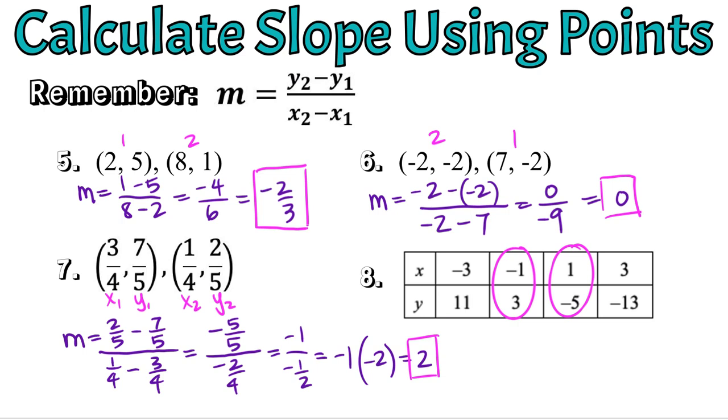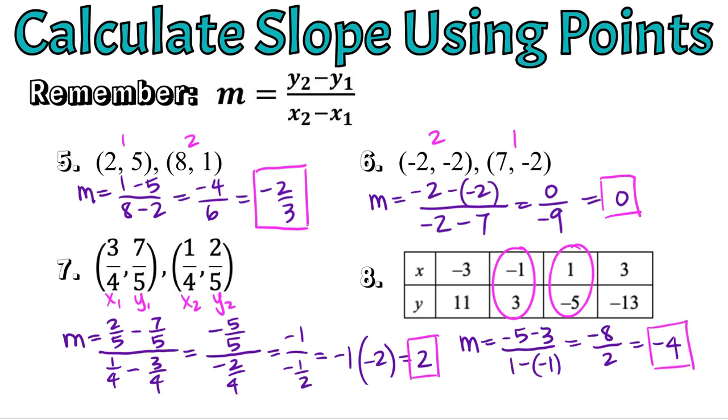So regardless of which 2 points you choose to calculate slope, you will get the same slope. So m equals, and we're going to say -5 minus 3 over 1 minus -1, equals -8 over 2, which simplifies to -4. So in this table of values, we see a slope of -4.